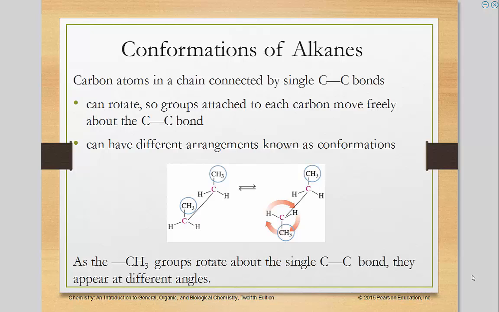So, conformations of alkanes. Carbon atoms in a chain are connected by single bonds. These move freely. They can rotate around. And so because of that, see the CH3 is up on top here. It can actually move to the bottom here. And that's called the conformation, as to where it's angled.